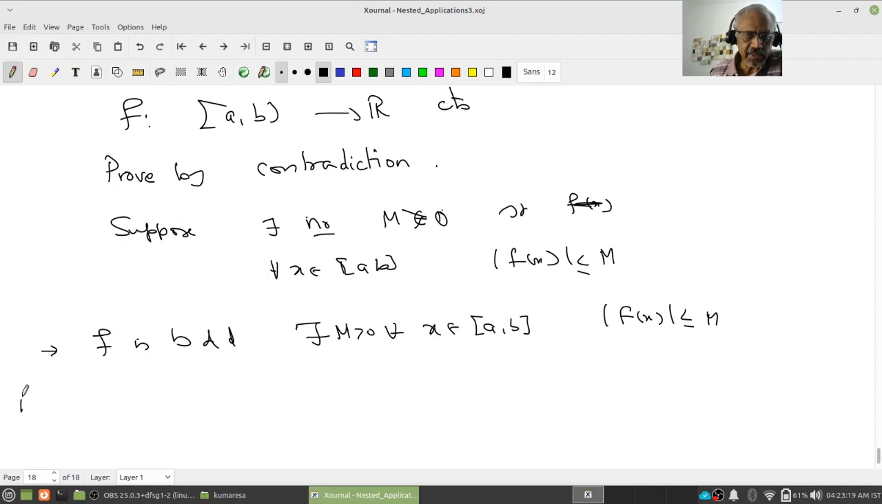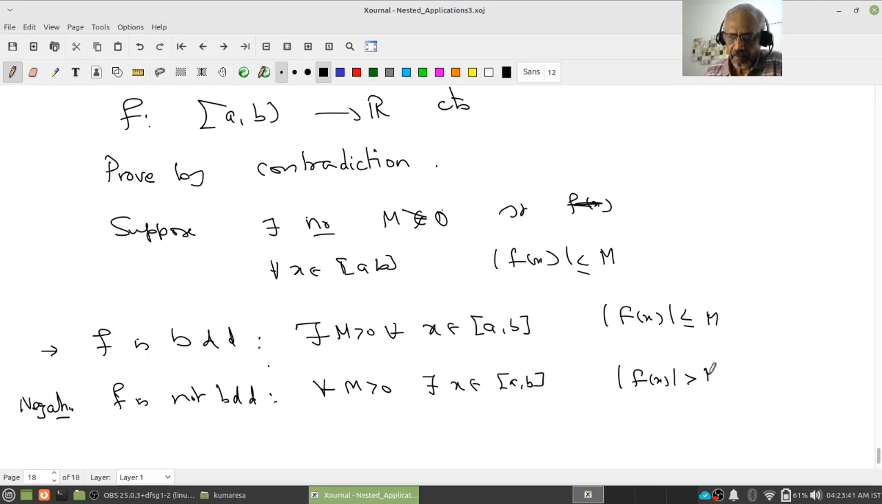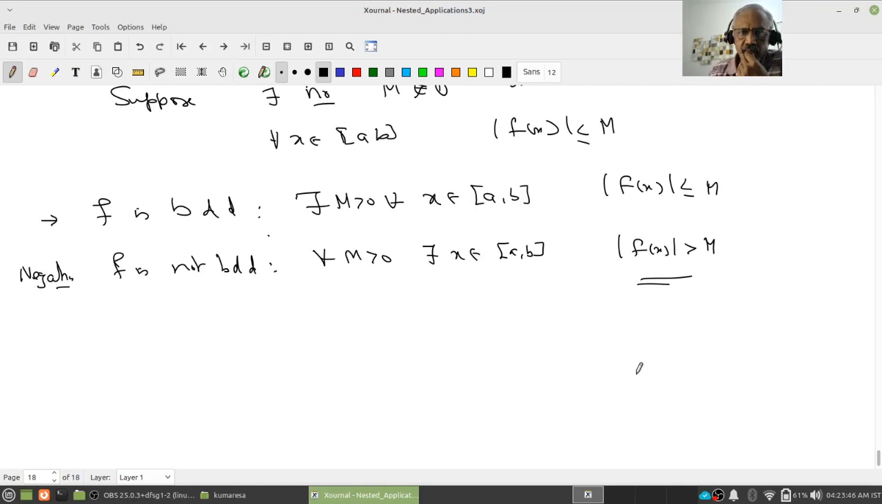Therefore, what is the negation? Negation: f is not bounded. What does it mean? Given any positive m, there exists an x in [a, b] such that this m is not an upper bound. That means there is at least one x so that mod fx is greater than m. So we want to prove by contradiction, this is what we have. Right? Now the next. Okay, so suppose f is not bounded.